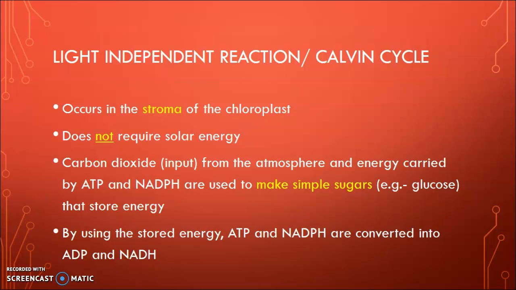Now, we can make other types of sugars as well, but the one that we're most familiar with is glucose because we need that for cellular respiration. By using that stored energy, ATP and NADPH are now converted back into ADP and NADP. And as you noticed in the last lesson with ATP and ADP, it's just a constant cycle, charging and using that energy stored in those phosphate bonds.